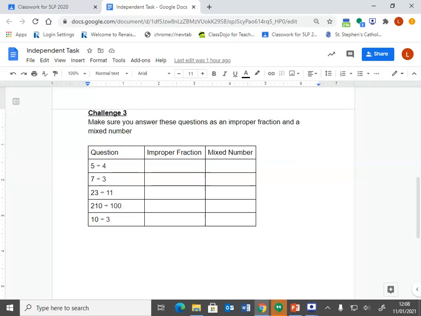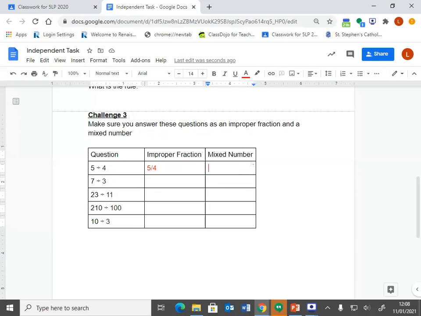So, for example, I know that 5 divided by 4 is 5 quarters, 5 over 4, like that. Then I just need to remember how to write that as a mixed number. Well, how do I write it as a mixed number? I have to see how many whole 4s I can take out, which is 1. And I have 1 left over, 1 and a quarter.